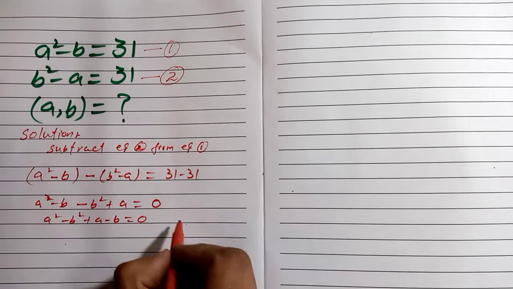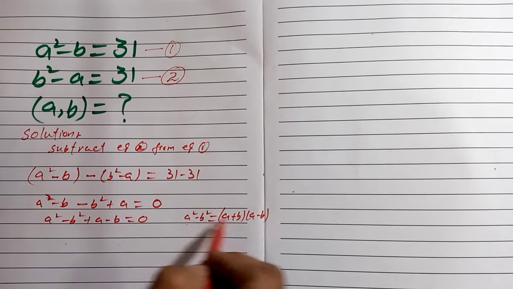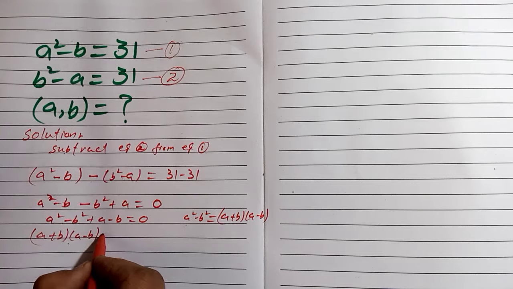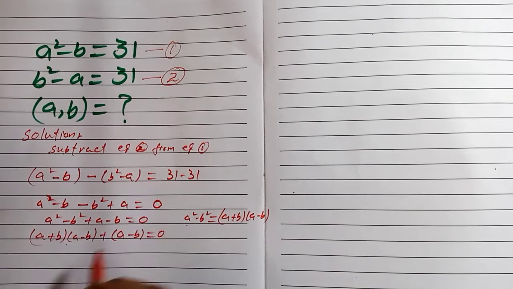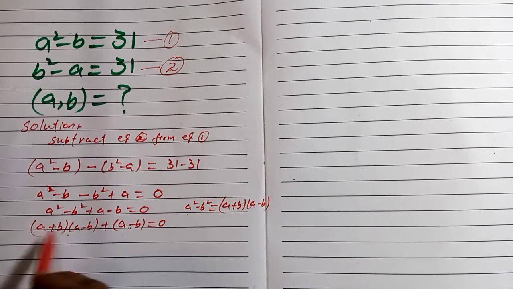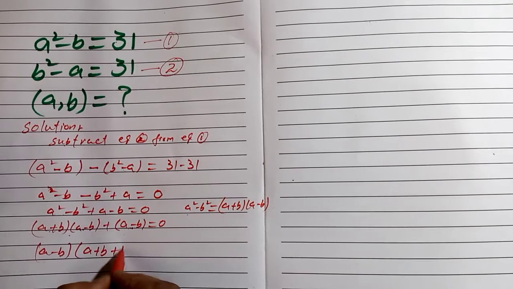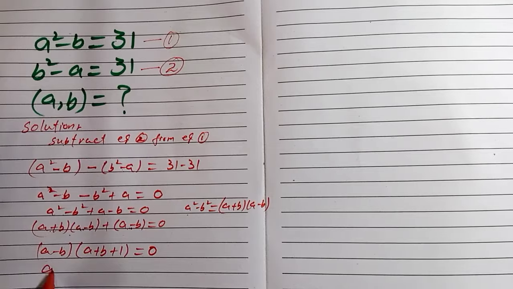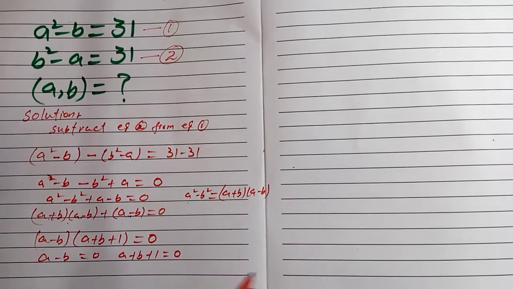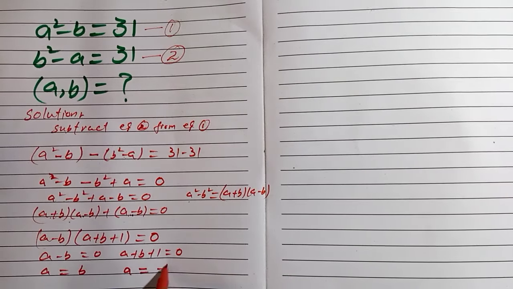Here we use the formula a square minus b square equals a plus b times a minus b. So we have a plus b times a minus b, plus a minus b, which is equal to 0. We have the same term a minus b in both, so we take it common. a minus b is common, and what is left is a plus b plus 1, which is equal to 0. So a minus b equals 0, and a plus b plus 1 equals 0. So we have a equals b, and a equals minus b minus 1.